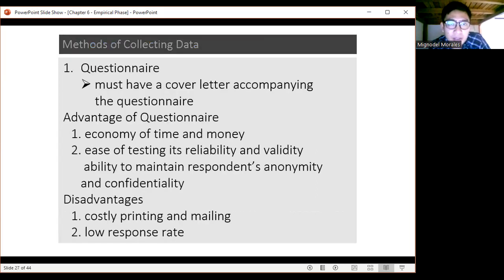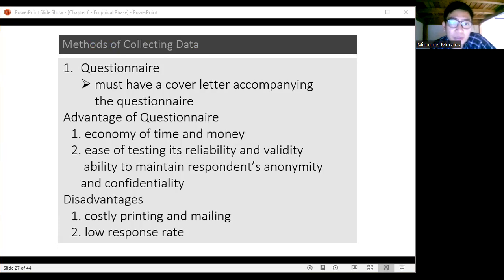So, methods of collecting data. Number one is the questionnaire. This is the most common data collection method in quantitative research. It must have a cover letter accompanying the questionnaire. The cover letter has the title, the objective, and the responsibilities and obligations of the researcher and also the respondents.